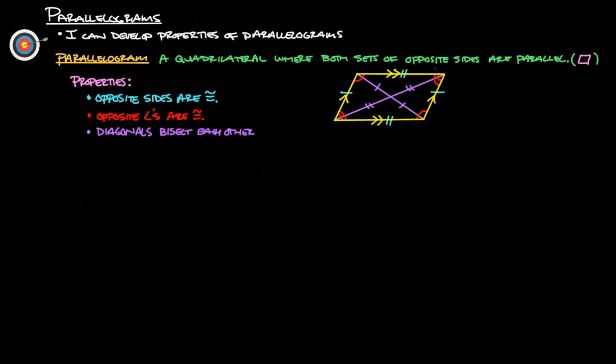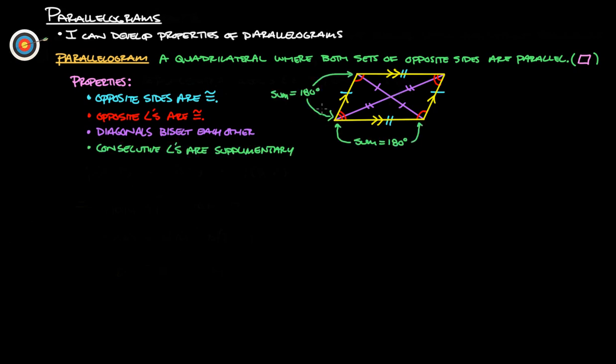Okay. Diagonals. We draw the two diagonals between the two opposite corners here. They will actually bisect each other. So this segment here is going to be congruent to this segment here, and this segment here is congruent to this segment here. Okay, and then one more thing is that any two consecutive angles are supplementary. So these two are supplementary, these two are supplementary, these two are supplementary, and these two are supplementary.